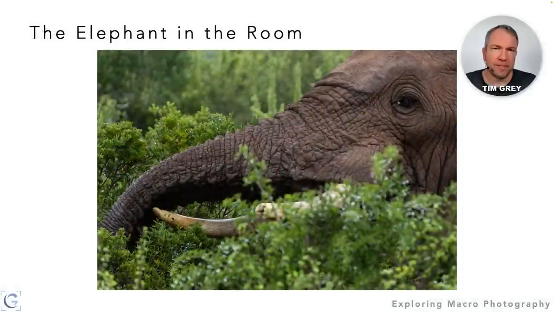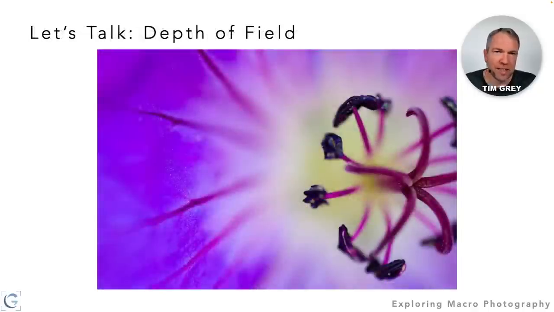But then we should talk about the elephant in the room. The elephant in the room when it comes to macro photography, and that is depth of field. There's not going to be much depth of field.